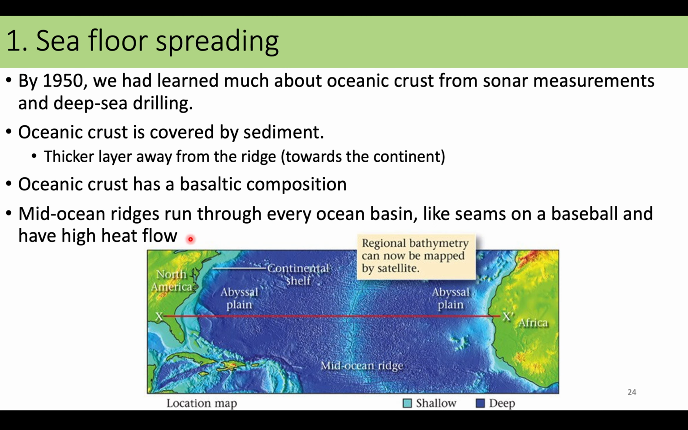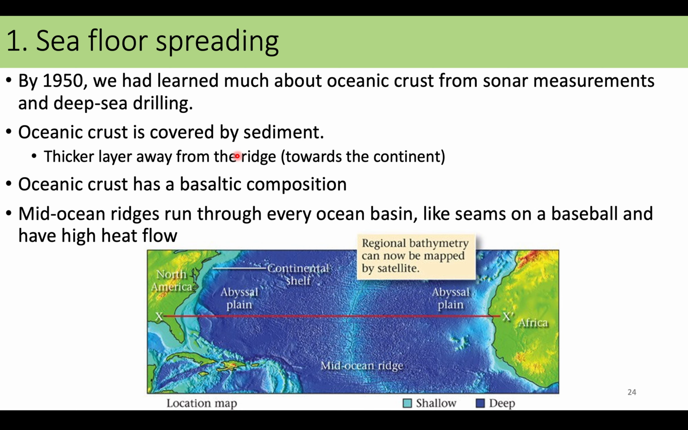So by about the 1950s, we had learned quite a bit about our ocean floor. We also learned that the ocean floor is covered in sediment, so it's not necessarily solid rock. There's quite a bit of sediment on the top layer of our ocean floor. What was found that was quite interesting is the layer of sediment actually gets thicker as you move away from the mid-ocean ridge. So as you move away from this mountain range in the center of the ocean, the amount of sediment actually increases. So the most sediment is furthest from the mid-ocean ridge.